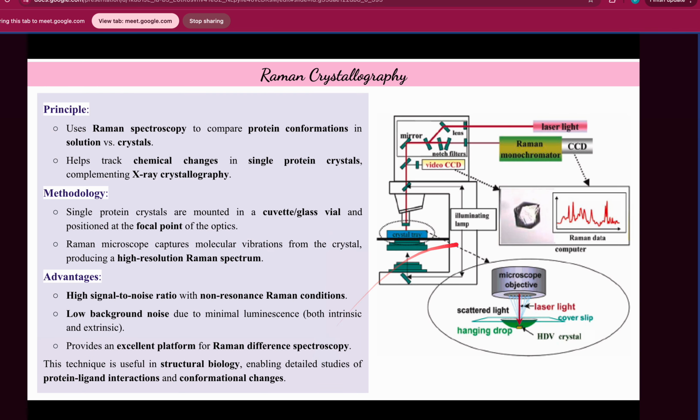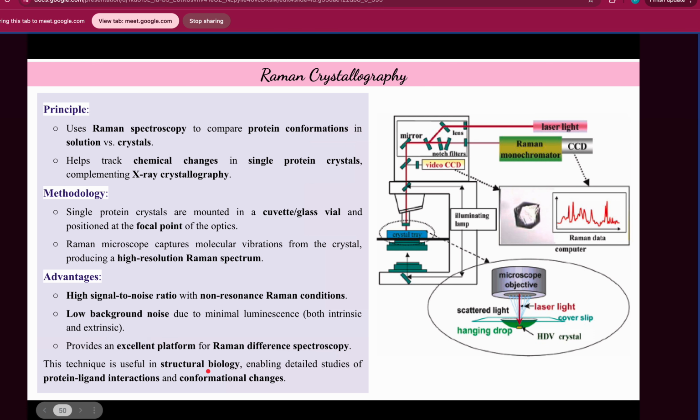And now the last thing is Raman crystallography. In Raman crystallography, you are studying the crystal. That's why it is called crystallography, because you are studying the protein crystal. In this case, it is in the form of a hanging drop, and the laser light is passing through that hanging drop crystal. One of the advantages of Raman crystallography is that it has a high signal to noise ratio with non-resonance Raman conditions, and there is low background noise because there is minimal luminescence. It also provides an excellent platform for Raman difference spectroscopy.